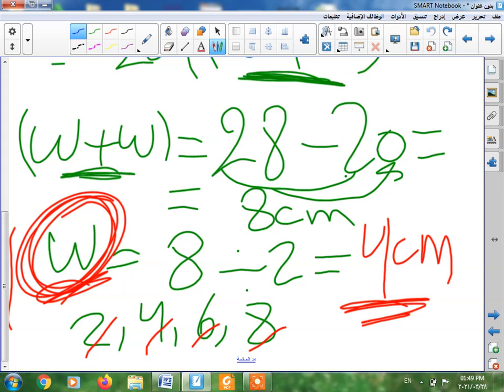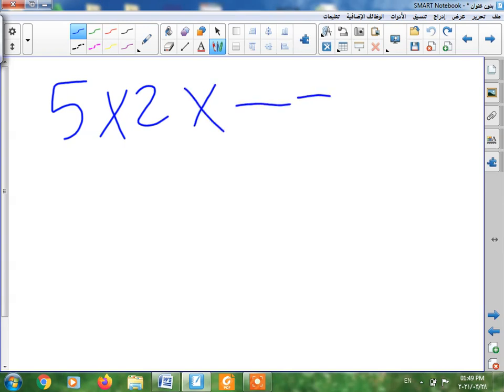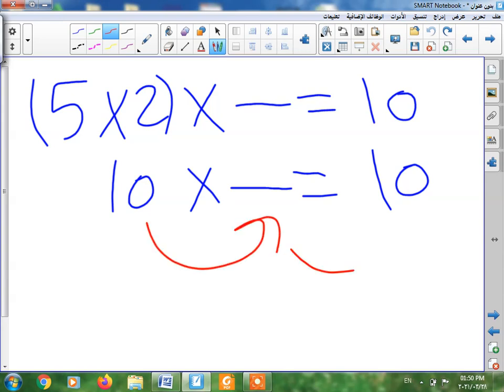Now we say how we find this problem. If I write 5 times 2 times dots equals 10, how do we find it? 5 times 2 equals what? Equals 10. 10 times what equals 10? What's the number? When we multiply by any number and get the same number, 10 times 1 equals 10. Then 5 times 2 times 1 equals 10, because any number times 1 equals the same number.